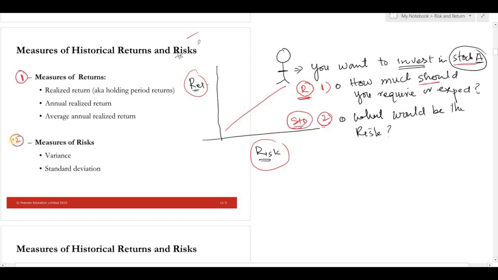Okay, but first you need to remember that there are three terms: realized return, annualized return, and average return. These are the three terms I will explain. And for the risk, we have variance as well as standard deviation. So we measure risk using the variance, or in other words standard deviation, and we measure the return through realized return, annualized return, and average annualized return.